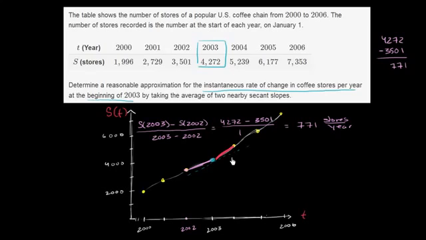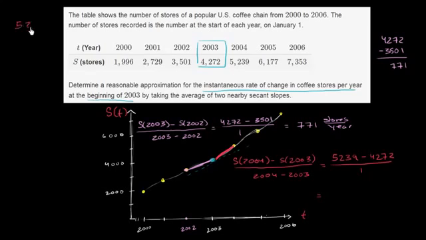The slope of that secant line is going to be the number of stores in 2004 minus the number of stores in 2003, over 2004 minus 2003, which is equal to, let's see, they had 5,239 stores in 2004. They have 4,272 stores in 2003. And then only 1 year changes, so 2004 minus 2003 is 1. So this is equal to, I'll do the subtraction problem up here. 5,239 minus 4,272.